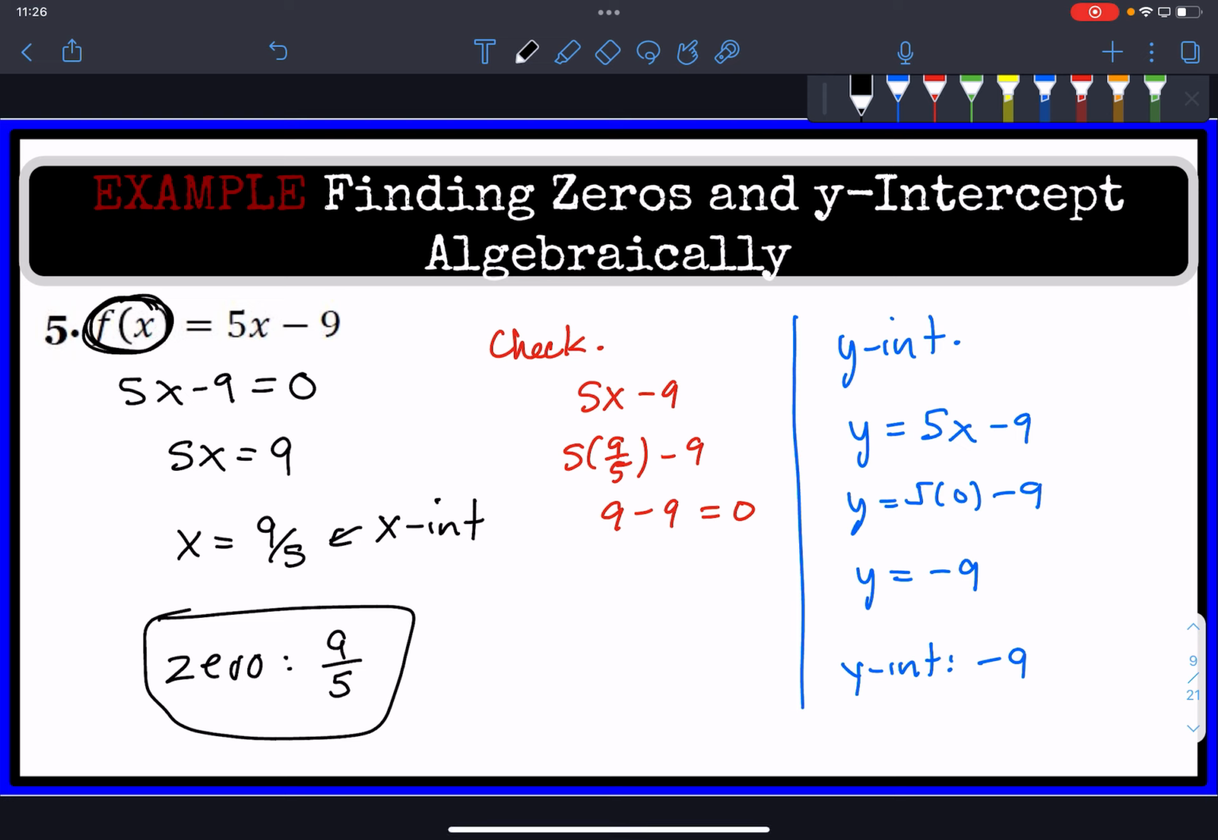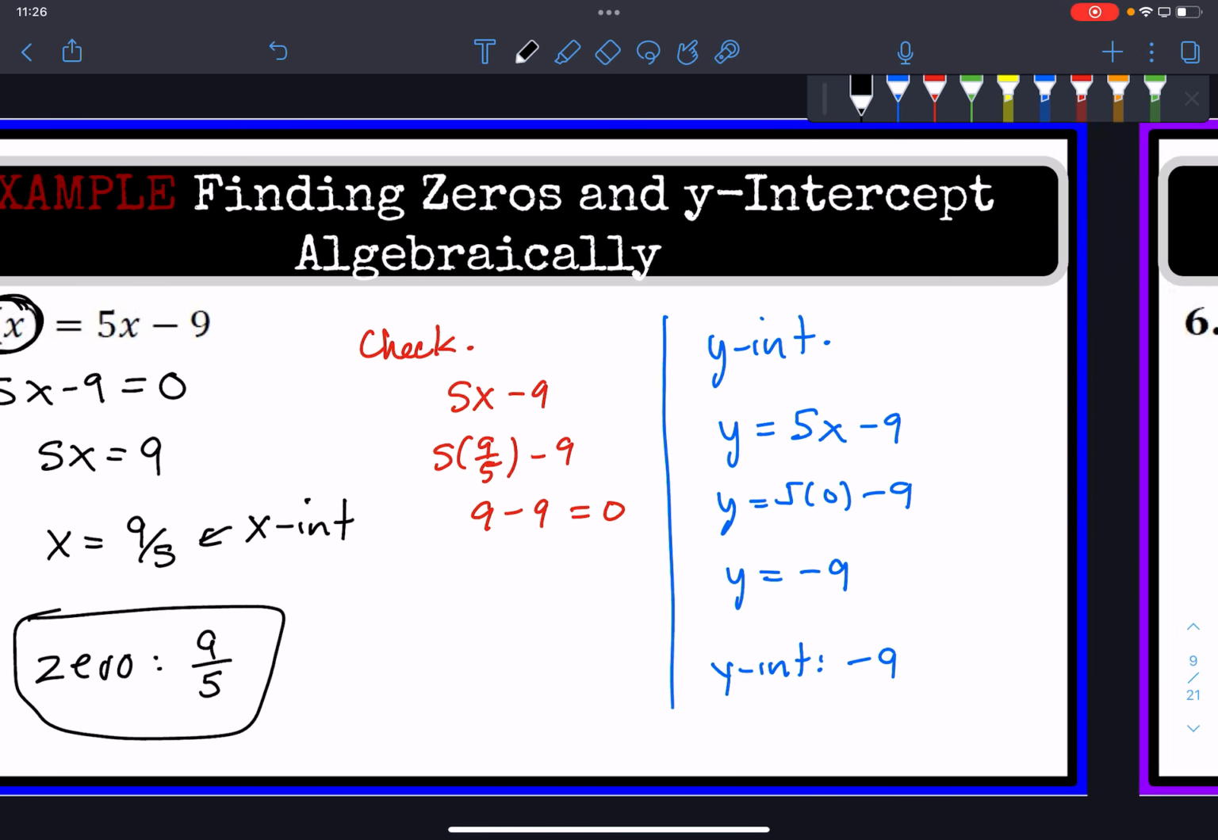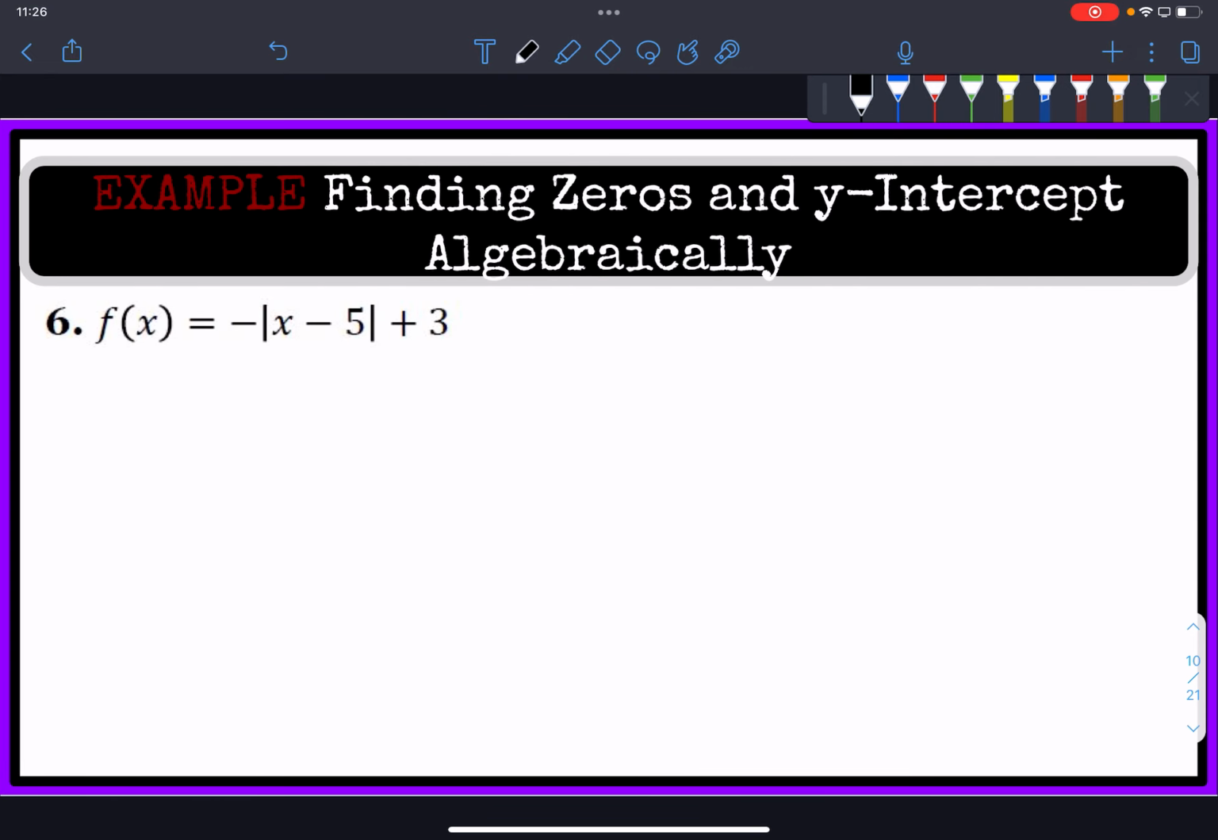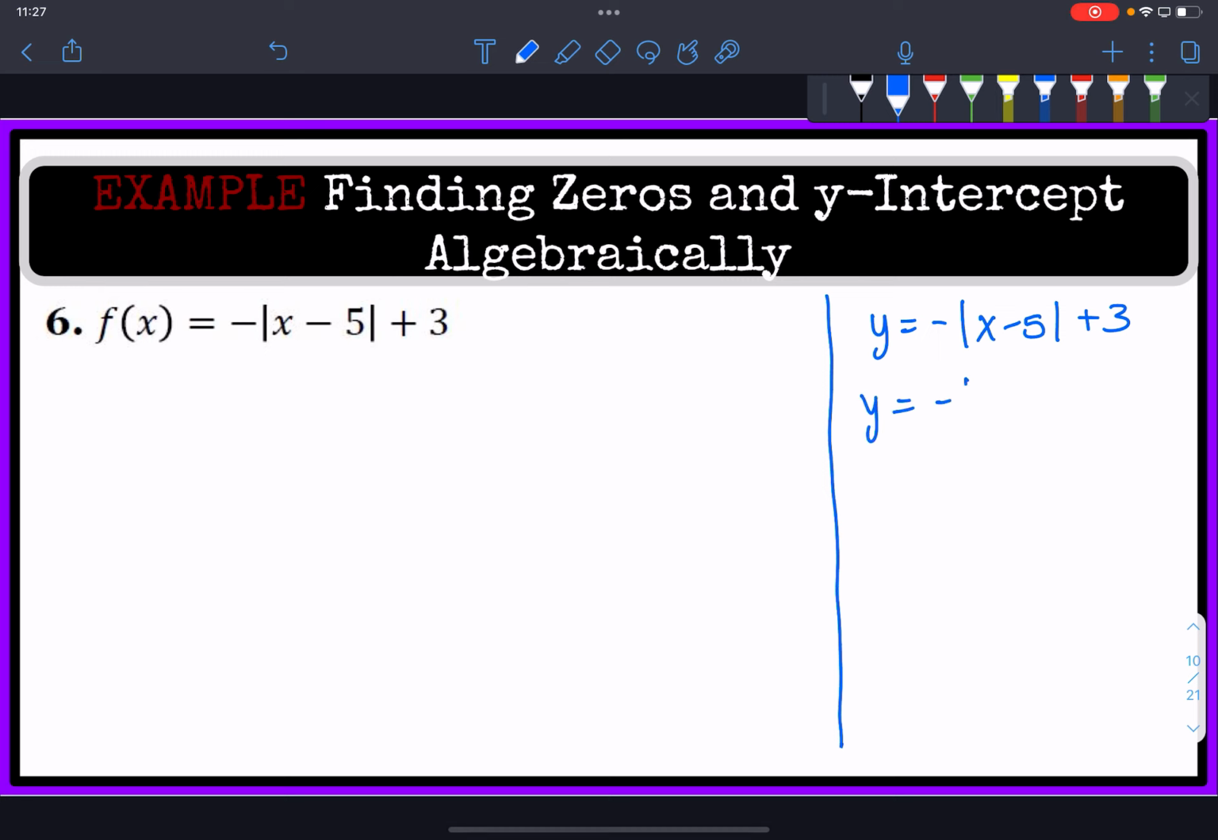Let's look at a different example. For the rest of the examples, we're going to be doing the exact same thing, finding the zero and the y-intercept, but we're going to look at different functions just to review again how we would solve them. We'll start with the y-intercept, since it'll be the same. All we have to do is simply follow our order of operations. We're going to replace the x with 0.